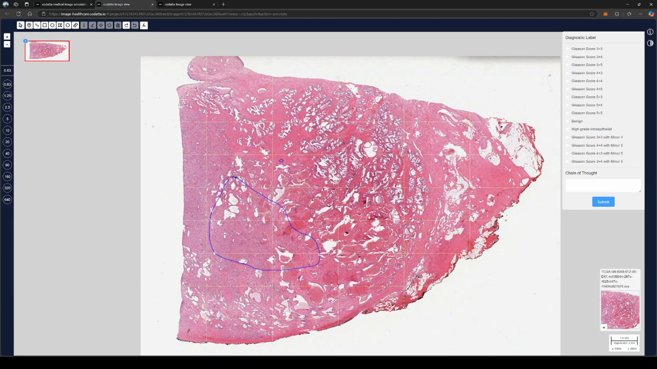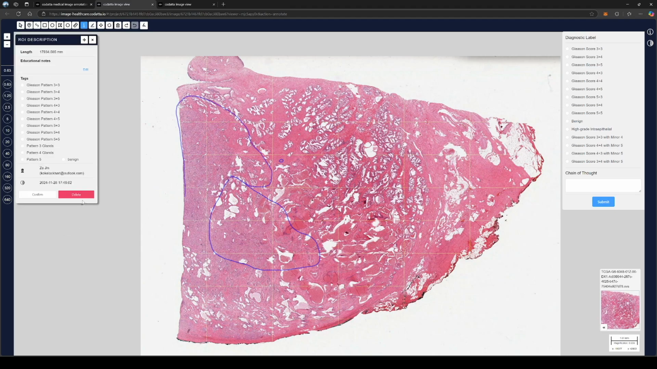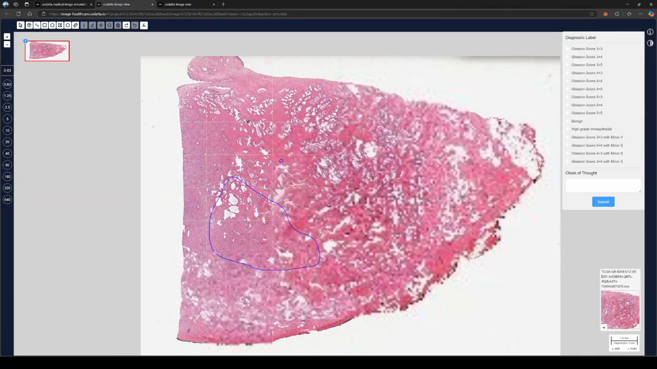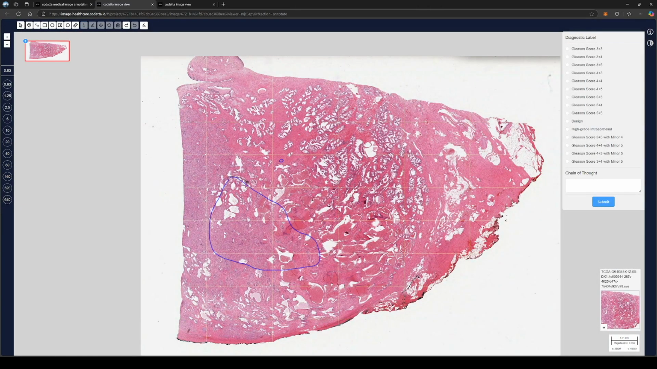Moving on, I analyze the rest of the tumor. Since this portion predominantly consists of Gleason grade 4 tumor, defined by its poorly formed glands, I label it as Gleason pattern 4+3.